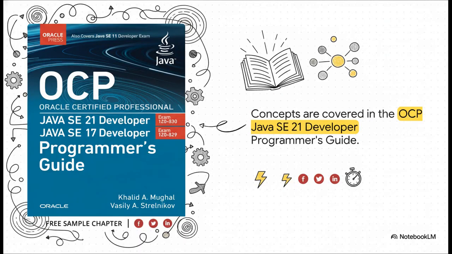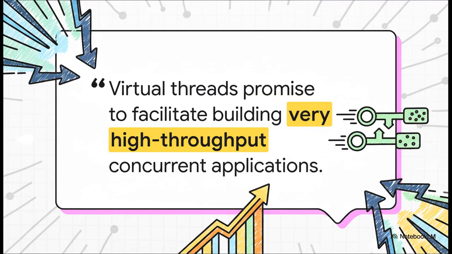And for anyone who really wants to dive deep into all the technical specs, these concepts are covered in great detail in official guides, like the OCP Java 21 Developer's Guide. And all of this leads to the ultimate promise here, the ability to build incredibly high-throughput applications, not with complicated async code, but with the same simple, easy-to-read style that Java developers have known for years.